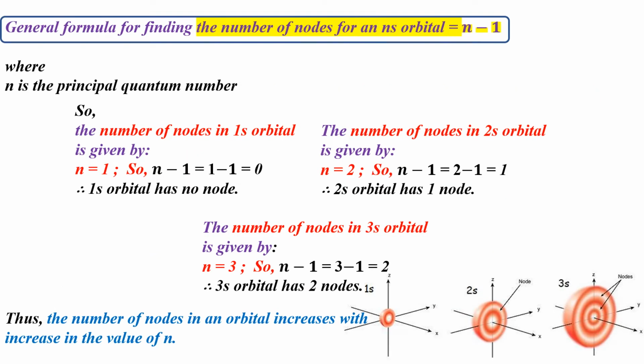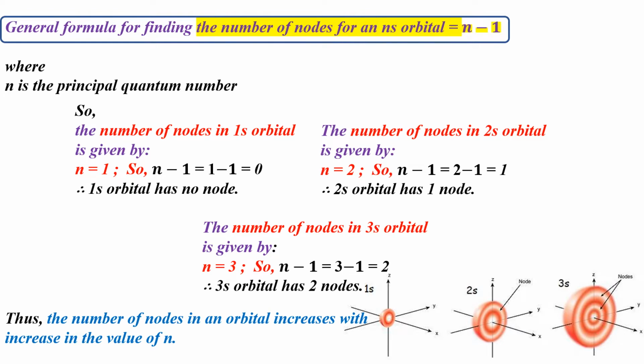Now, how would you find out the number of nodes for an ns orbital? We can use the formula n − 1, where n is the principal quantum number. I have taken the examples of 1s, 2s and 3s orbitals, and let's try to find out the number of nodes possessed by each of them. Now coming to 1s orbital, the value of n is 1. So if we substitute 1 in place of n in the formula n − 1, you get an answer of 0. This means that 1s orbital has no node.